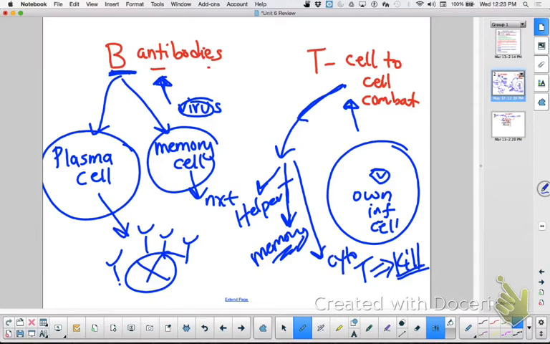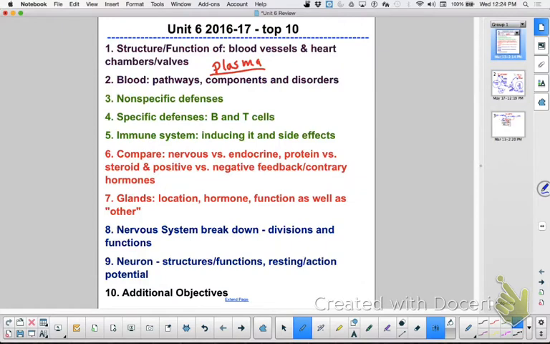Okay? B and T cells are specific to the response, whereas your non-specific, that's like your police force. Those are your neutrophils, your natural killer cells. They have a general response to anything foreign. Okay? Questions on that part? Okay, let's go back and look at this. We said non-specific defenses. We talked about B and T cells and your immune system, how do you induce it, and the side effects. Do you remember we talked about passive and active immunity? Do you remember the difference between that?